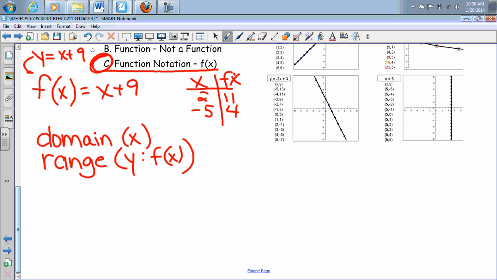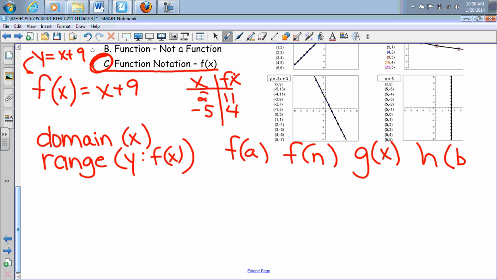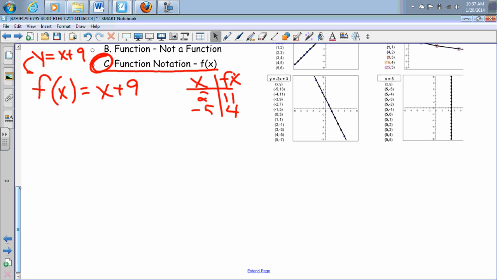And it may become f of a, it can become f of n, it becomes g of x, it could also be h of b. These are the terms that a lot of times you'll see to represent, or the letters that you'll see to represent a function. Okay? Let's look at big check number 4 on page 259. It says find the range of each function when the domain is -2, 0, and 5. Okay, so they're telling you what values they want you to put in for the x and y.